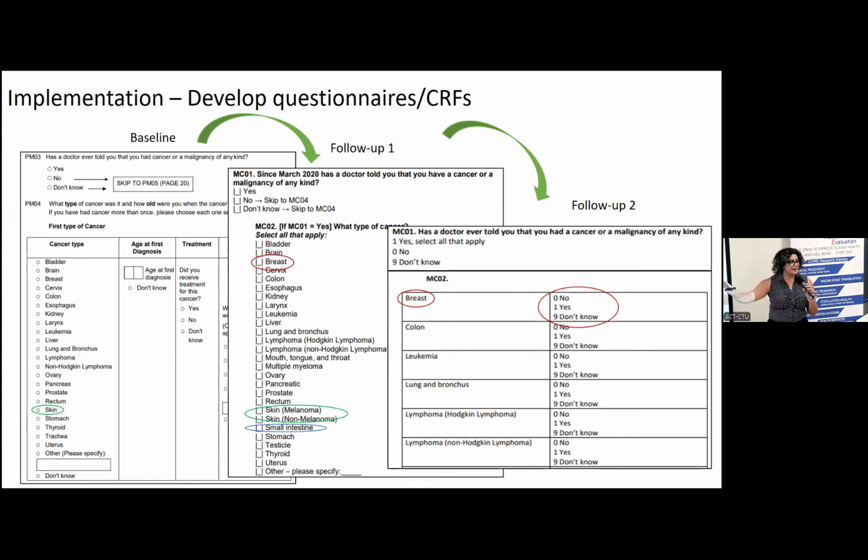And on top of that, at the next follow-up, they also changed the format. Previously, it was a select all that apply to you. And then in the end, it's for each cancer type, do you have this cancer, yes or no? This might technically be a better way of asking the question.